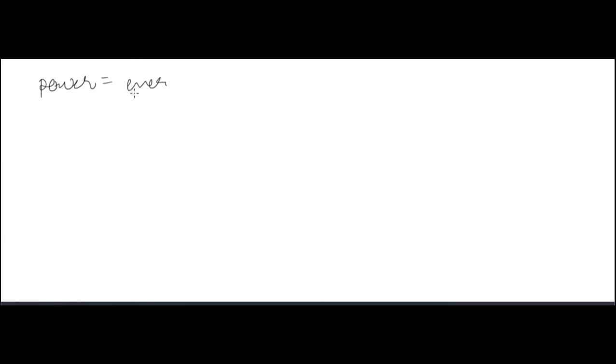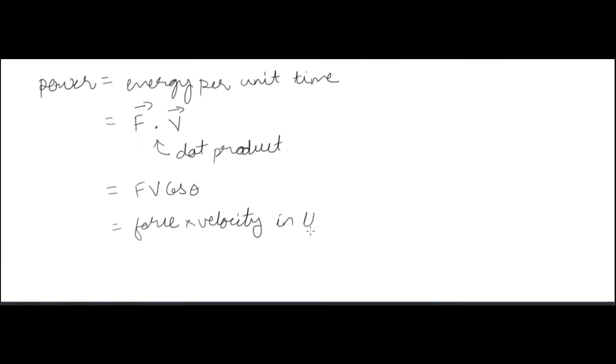Now we have power, which is equal to energy per unit time, equal to force into velocity; it's also a dot product. So power is also a scalar quantity. Energy per unit time means dE by dt. Both energy and time are scalars, so power has to be a scalar. Differentiation of a scalar quantity with a scalar variable is a scalar. So power is a scalar quantity.